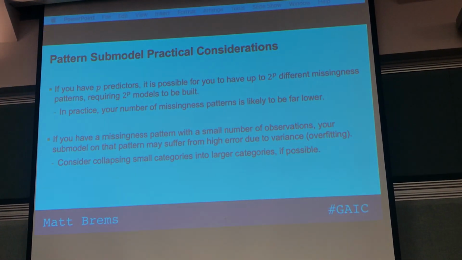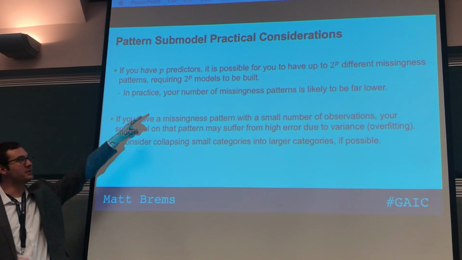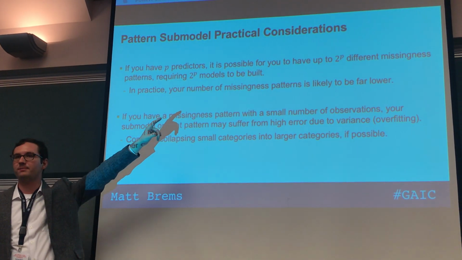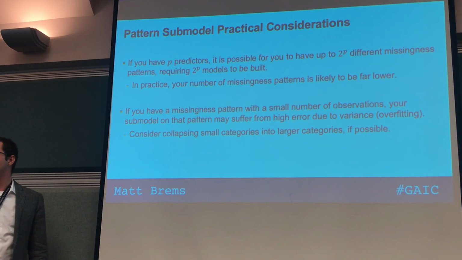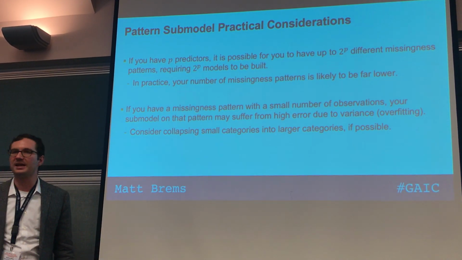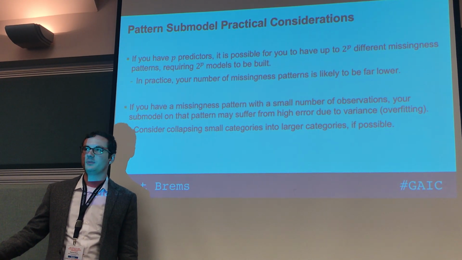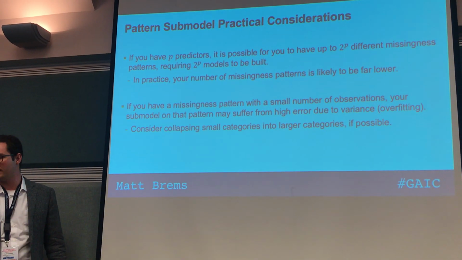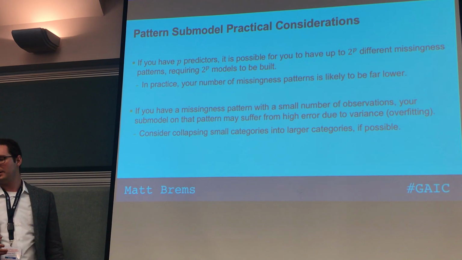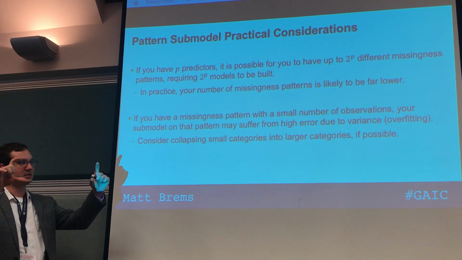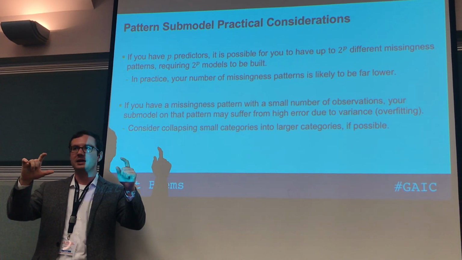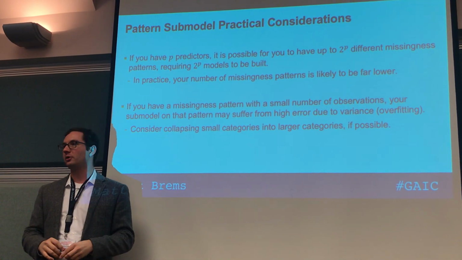studied. So, to the point that Stephen had, if you have p predictors, it's possible to have up to 2 to the p different patterns of missingness, requiring you to build 2 to the p different models. In practice, your number of missingness patterns is likely to be far lower than that. In general, you will probably not have 2 to the p different values for that. But if you have a missingness pattern with a small number of observations, like you've got a missingness pattern that only has 3 observations in it, consider trying to collapse that into a broader category if you can.